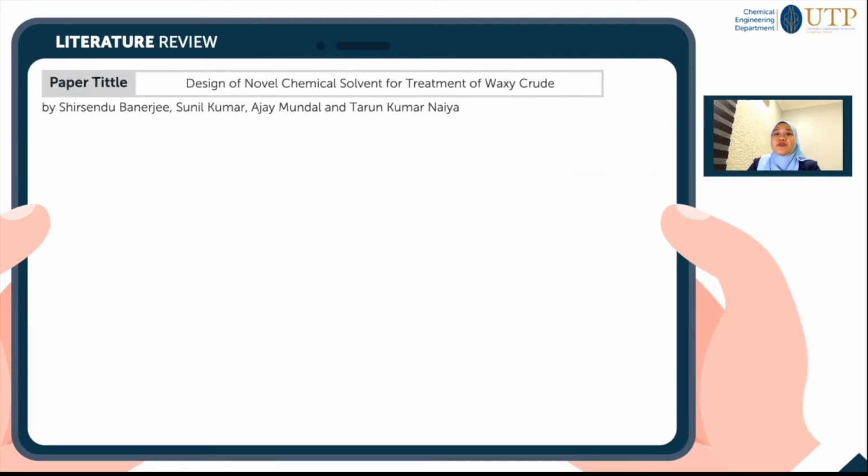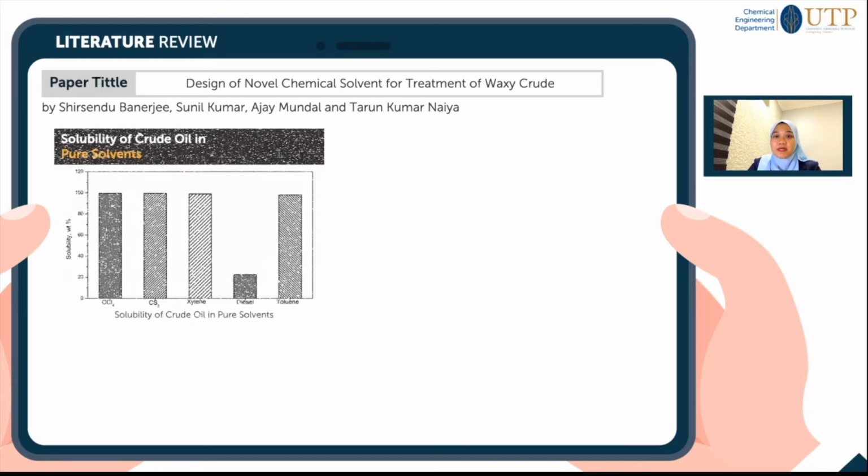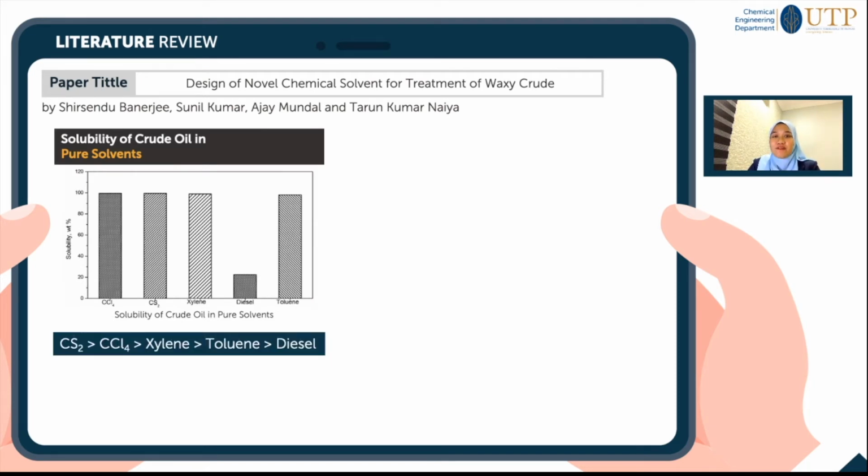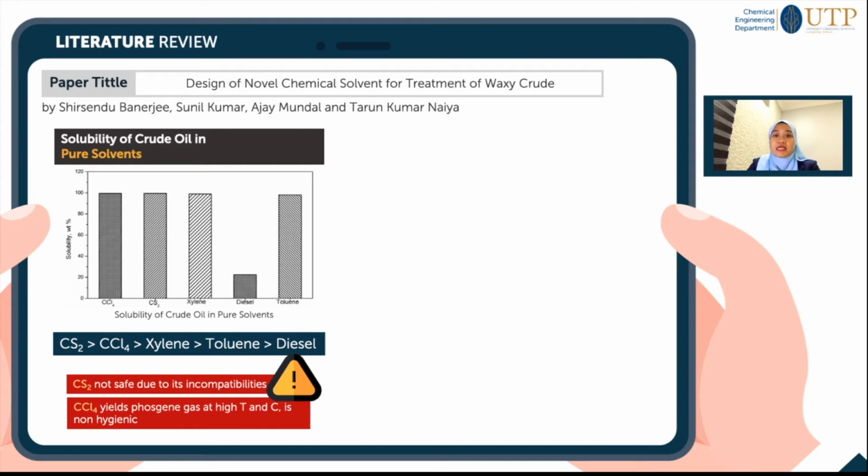Now, let's review the design of novel chemical solvent for waxy crude treatment without ionic liquid. In this paper, the solubility of crude oil in pure solvents was studied, and it was found that carbon disulfide provides the highest solubility for crude oil. However, carbon disulfide is not safe due to its incompatibilities, and carbon tetrachloride is used at high temperature and concentration, thus it is non-hygienic.